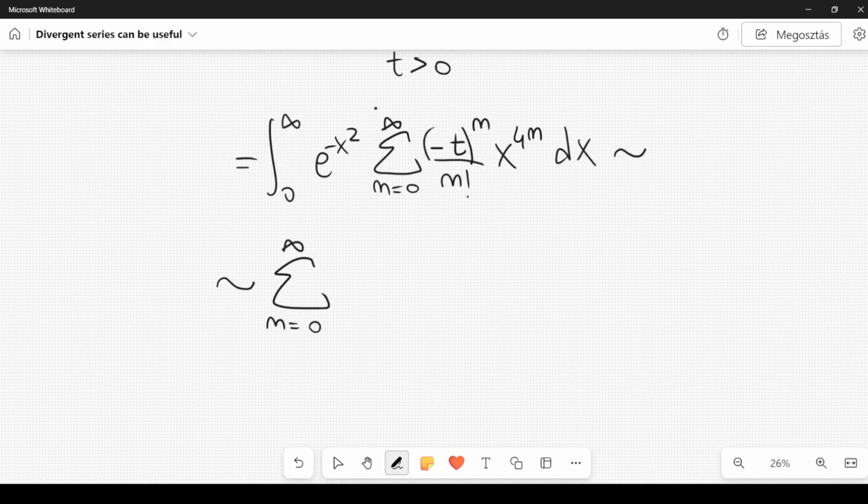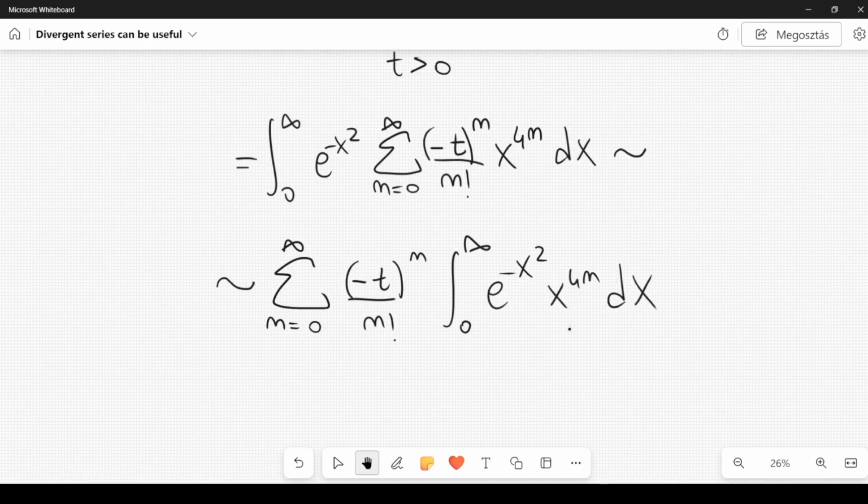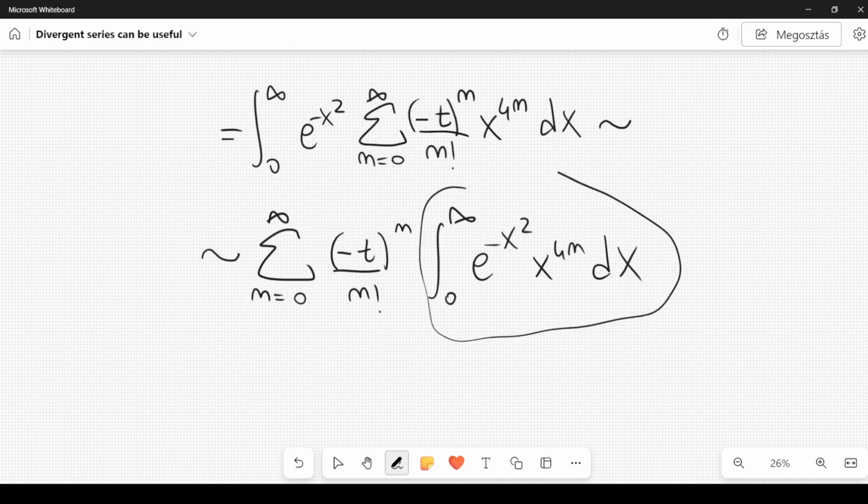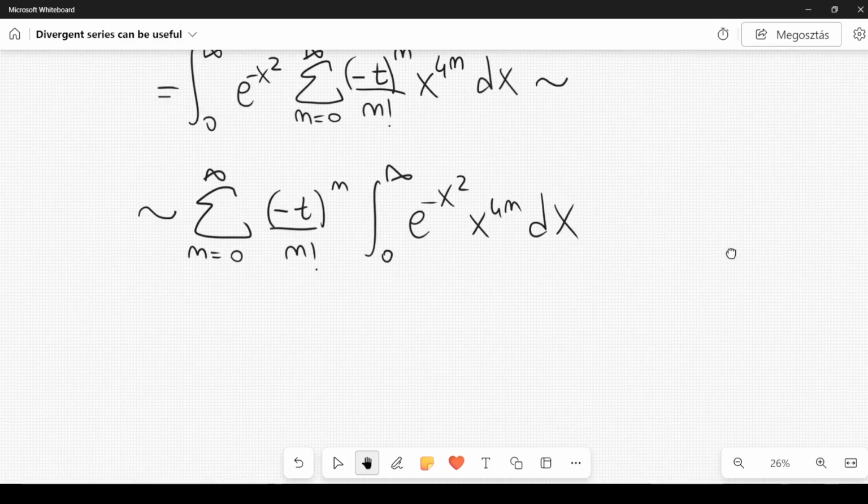So we simply put this summation outside of the integral, and we can write it in the following way: minus t to the power n over n factorial, and then we have an integral from 0 to infinity of e to the minus x squared times x to the 4n, dx. Now, before explaining this symbol, as I said, I want to rewrite this integral here. That integral can be written in terms of the gamma function.